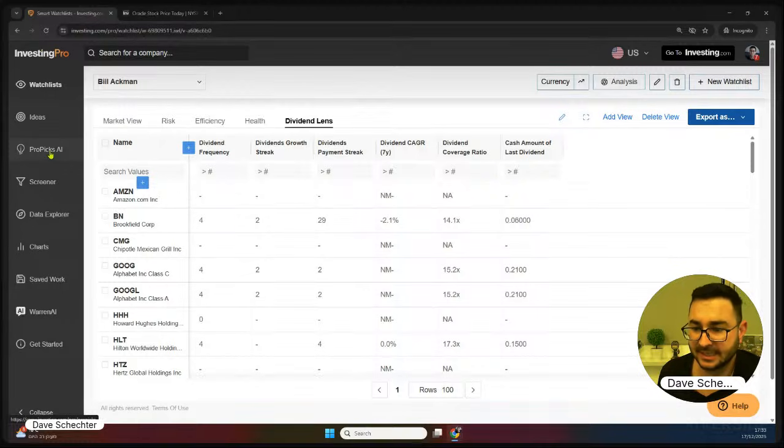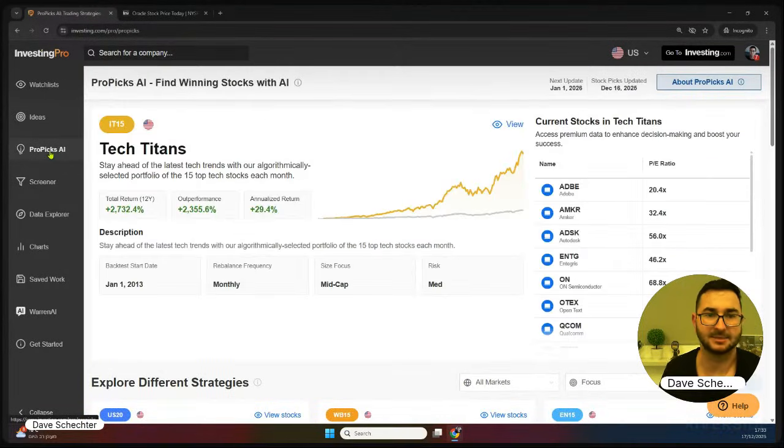Excellent. So the next feature I want to show you is ProPicks AI. So what is ProPicks AI? It combines real-time data, advanced analytics, and Investing.com's proprietary scoring to rank stocks by upside, valuation, growth, and risk. We then break these strategies down into different themes. So for example, our flagship strategy, which is Tech Titans, it selects the top 15 tech stocks each month. It rotates the bad ones out, and it rotates new stocks with really good potential in.